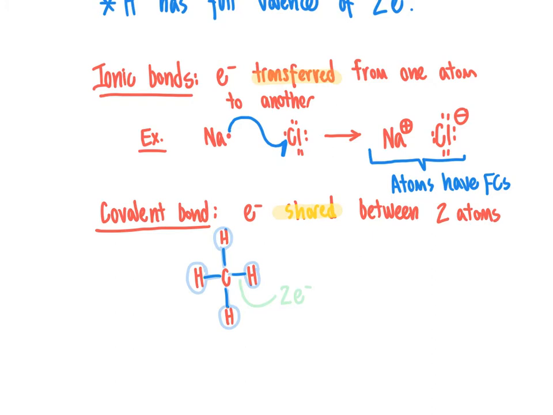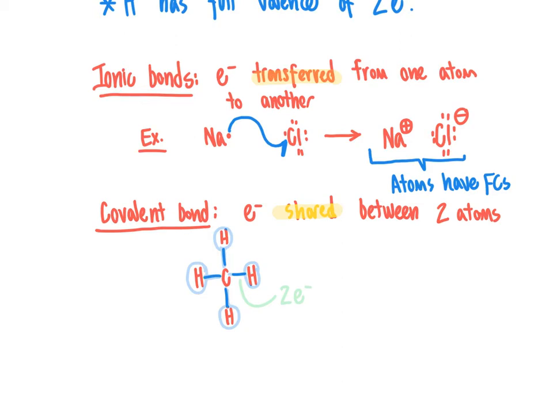The way that we tell whether the bond is going to be ionic or covalent is to look at the difference in electronegativity between the two atoms that are engaging in the bond. Typically, if the electronegativity difference is very large, we describe the bond as being an ionic bond. If the difference in electronegativity between the two atoms is relatively small, we describe the bond as being a covalent bond.